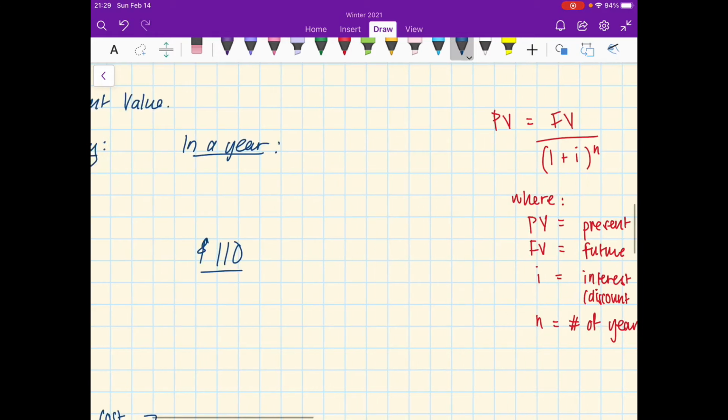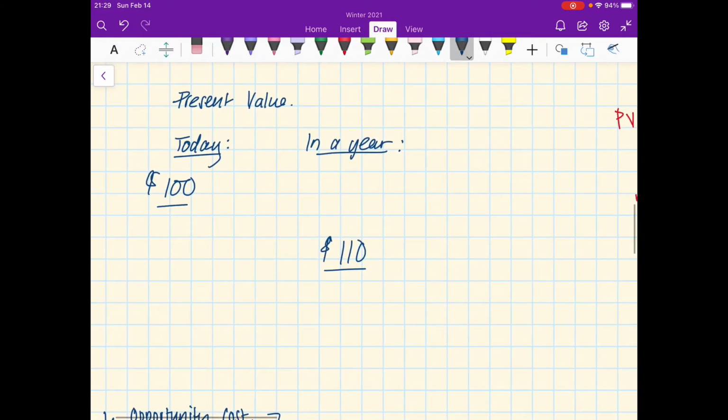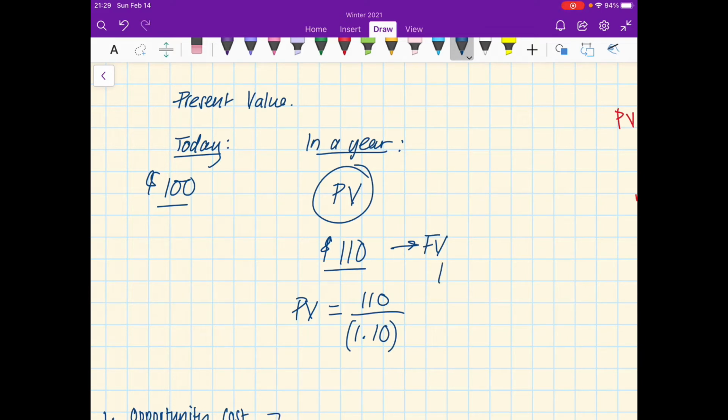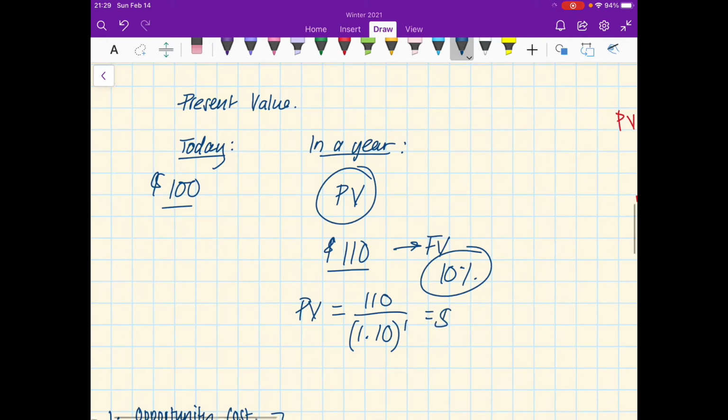In this example, we've established we need present value, and we're given a future value, so let's input those values into our equation. Present value is equal to 110 over 1.10, so that's 1 plus i. I'm using a 10% interest rate, and I should have specified that at first. So it's going to be 1.10 raised to the nth power, and n in this case is going to be 1. So what do I get from this? Our present value is going to be $100.